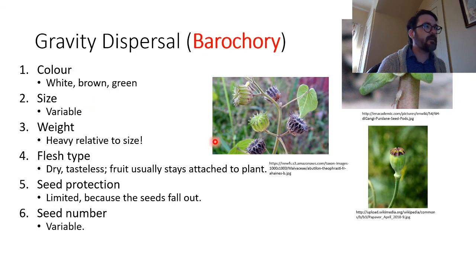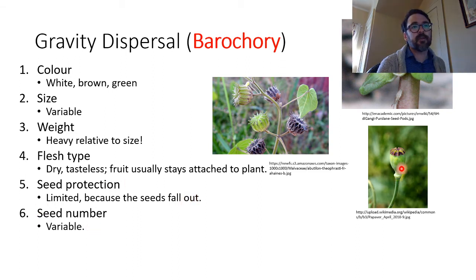Size doesn't really matter. You're probably going to want to be heavy so that you fall. You don't need any kind of flesh, right? So the flesh, this is the fruit, all of this, of velvet leaf, Abutilon theophrasti, and bite into this. It's just a bunch of crunchy, dead, woody stuff. There's no seed protection because you're just planning to hit the ground. And again, it doesn't really matter how many seeds you make.